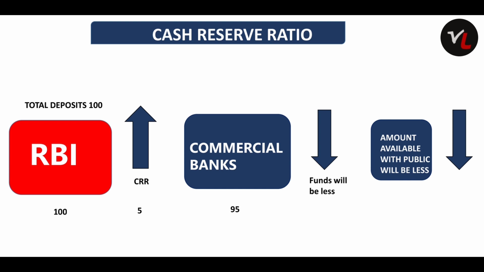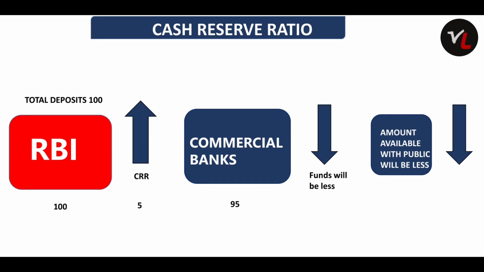So if CRR gets increased, then there is a considerable decrease in the money with the public because commercial banks will not have enough money to lend to the public. So when CRR increases, money supply in the economy decreases. The reverse happens when RBI decreases the cash reserve ratio. When CRR is decreased, what is the effect?